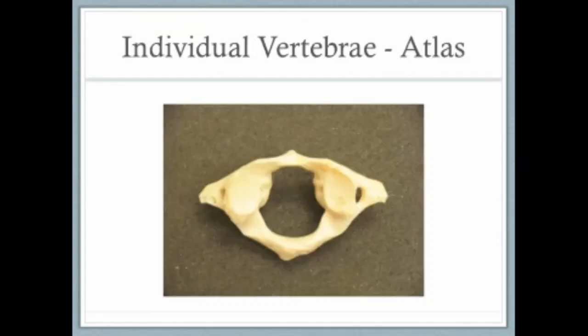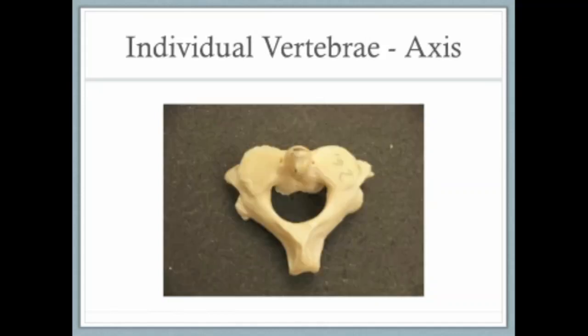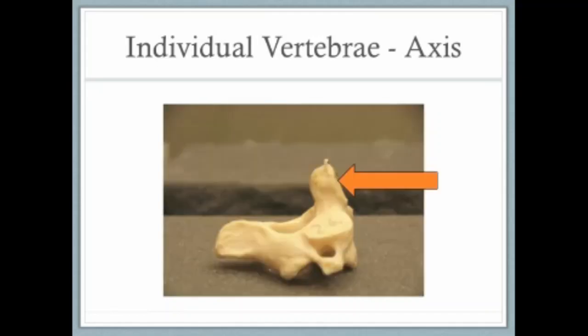We'll begin our discussion of individual vertebrae starting right at the top with the atlas, or C1. The atlas vertebrae is distinguished by the lack of a body and the lack of a spinous process. The superior articulating facets of the atlas articulate with the occipital condyles of the skull. The axis vertebrae, or C2, is distinguished by a large tooth-like structure that sticks out the superior surface. The odontoid process, or dens, shown here with the orange arrow, allows you to move your head from side to side.